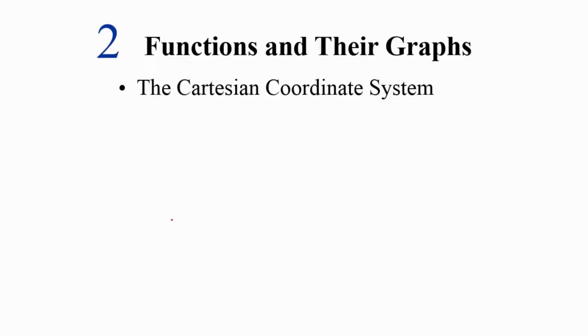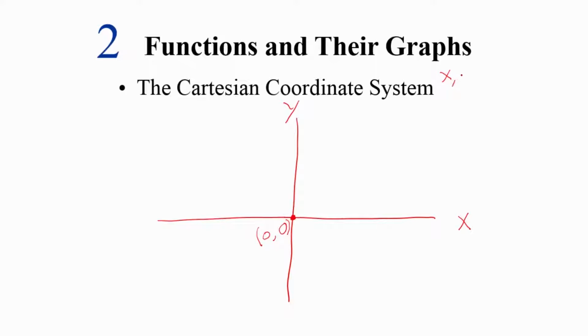The Cartesian coordinate system is a two-dimensional plane. You have x, you have y. You have the x-axis and you have the y-axis. The intersection of the two is 0. They intersect at the x value of 0 and the y value of 0. So it is 0 and 0. The x value is written first: x, y. So 0 and 0.